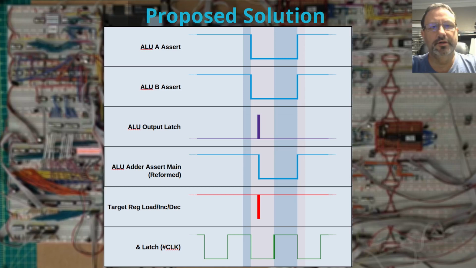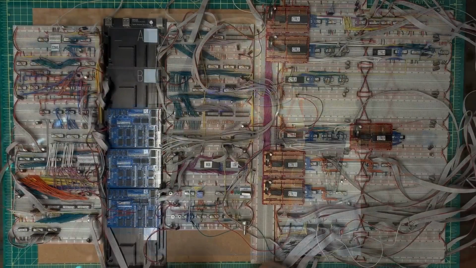It is important to understand that the ALU output latch and the assert out onto the main bus are going to happen at relatively the same time, within an inverter of each other. And that is to make sure that those signals are congruent. Okay, well, that's enough of me rambling on about this. Let me get the build out and we'll start making changes and see if we can't get this thing to add a couple of numbers together.